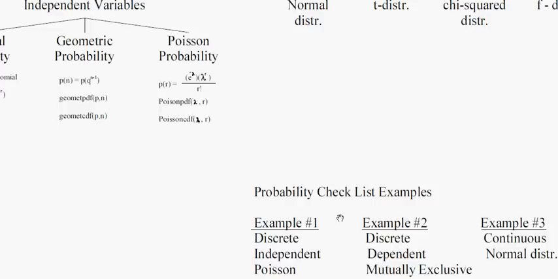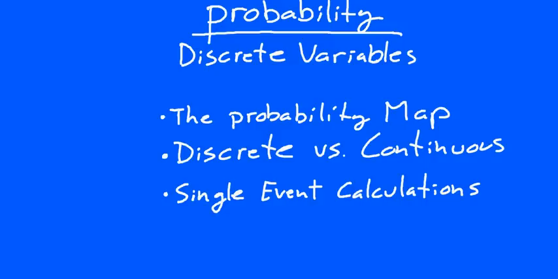And so to help you out with this one, here are some examples which you should get in the habit of doing. One particular question might be a discrete independent Poisson. Another one might be discrete dependent mutually exclusive or continuous normal distribution. You just have to start thinking about how to sort of triage a question and see what path you need to follow so that you can answer it appropriately. If you don't know that it's Poisson, then you won't use the right equation, right? Because there's a lot of details in probability. So we just talked about the probability map. Again, what I would do is print that up from the website, keep it handy so that you can check things off as we go.